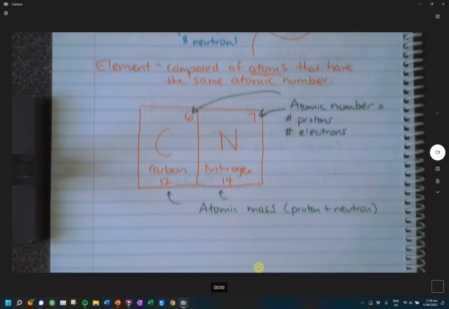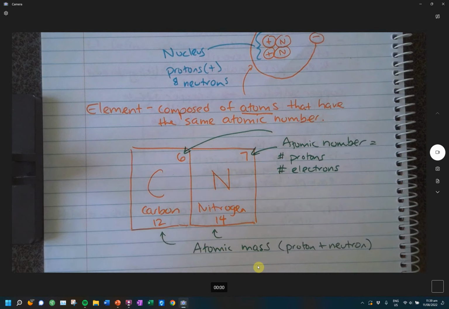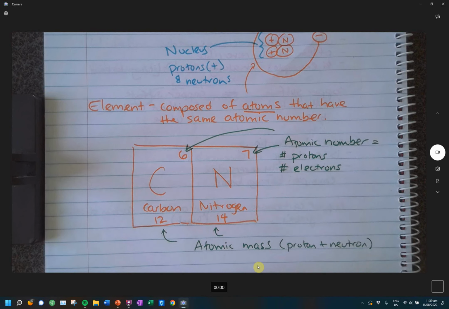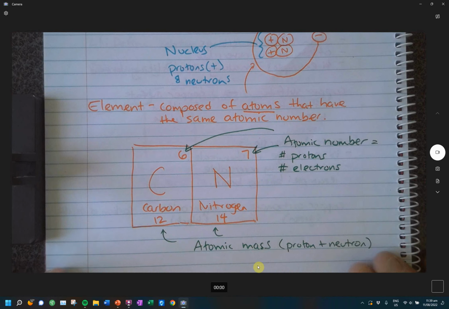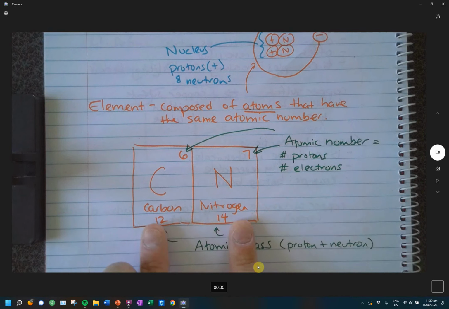So, in our last lesson, we talked about elements. Remember that elements are composed of atoms that have a very specific atomic number. Now, if you weren't here in the last lesson and you don't have this copied down, I don't want you to copy it down right now. You can copy it down later, either today or tomorrow when you guys are doing remote learning. But just to recap, these guys here are what we're thinking about when it comes to elements.